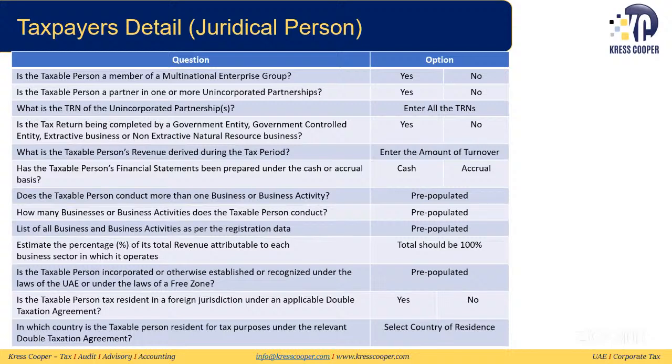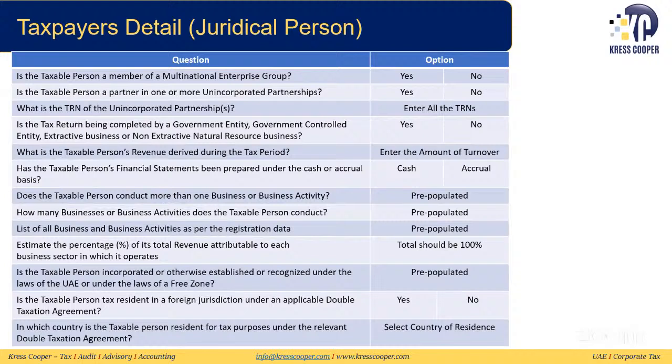Does the taxable person conduct more than one business or business activity? How many business activities does the taxable person conduct? It also lists all businesses and business activities as per registration data. Like we discussed for natural persons, this all flows through from your registration and is already pre-populated here. If any of this information is incorrect in your registration, you need to correct it so that the information is properly filled here. Again, it will ask you for the percentage of the different business activities, and that percentage should add up to 100%, so that all the business activities are covered as per the registration details.